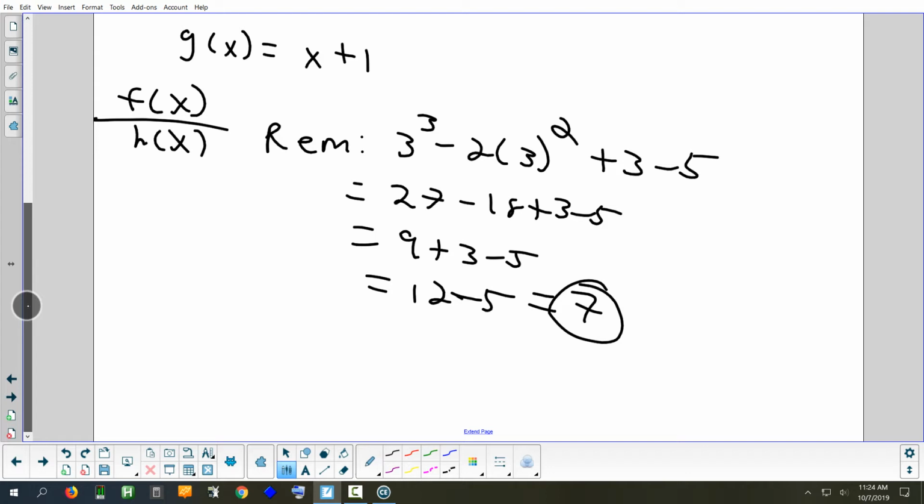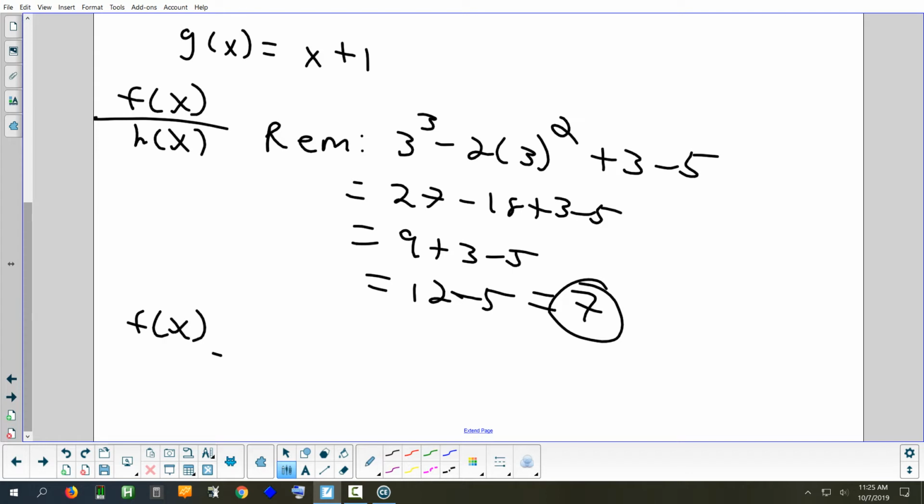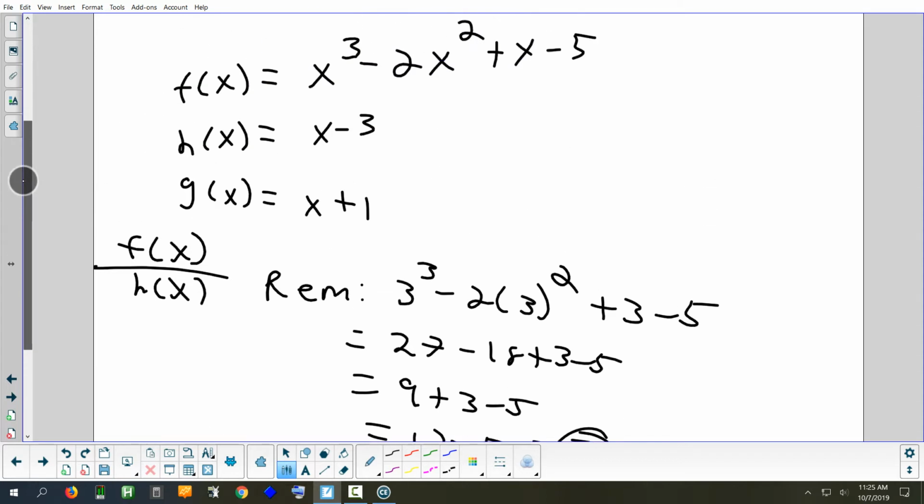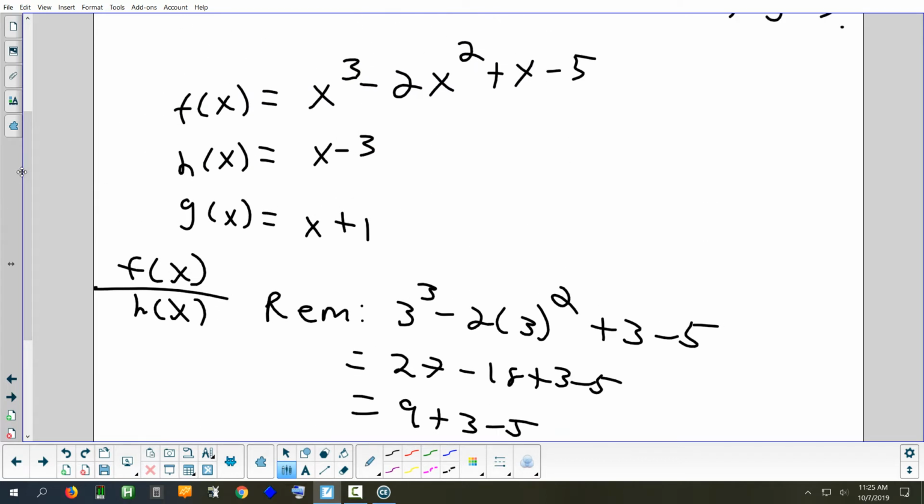Okay, let's try dividing f of x by g of x and finding the remainder. Am I dividing by something linear? Yes. Is it of the form x minus a number? No. Then we need to think of it that way. How could you think of it as x minus a number? x minus -1.